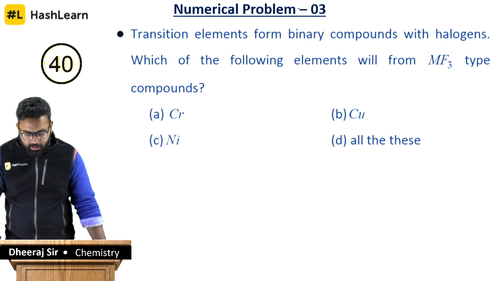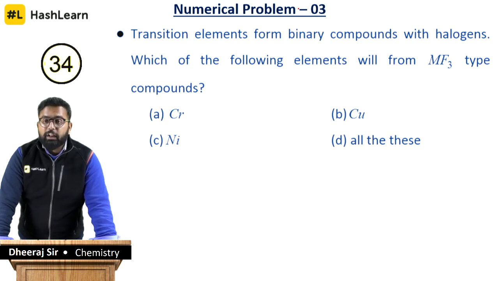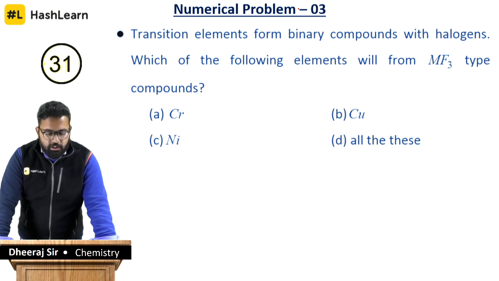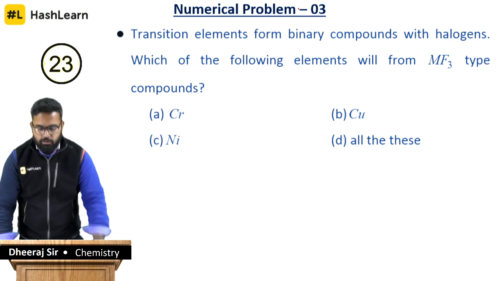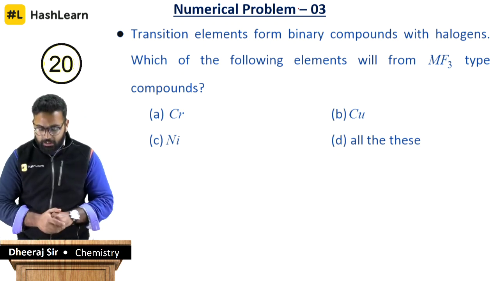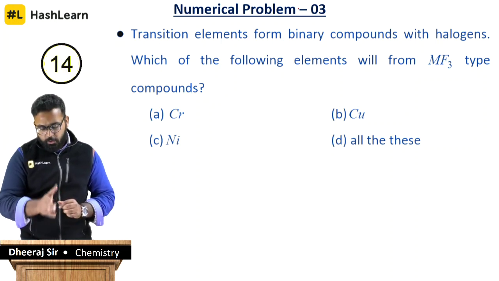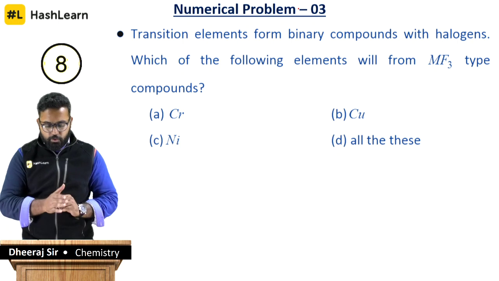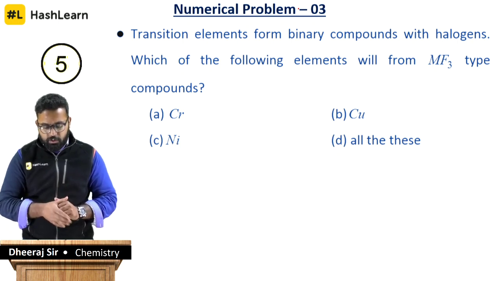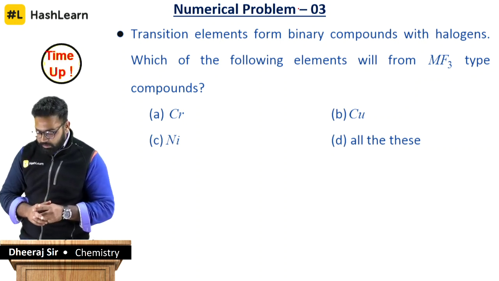Transition elements form binary compounds with halogens. Transition elements is what we call some of the D block and F block elements. So transition elements form binary compounds with halogens. Which of the following elements will form MF3 type compounds? They have given you metals and they're asking you, F stands for the halogen, which of the following metals will form the corresponding halogen compound MF3. That is the question.